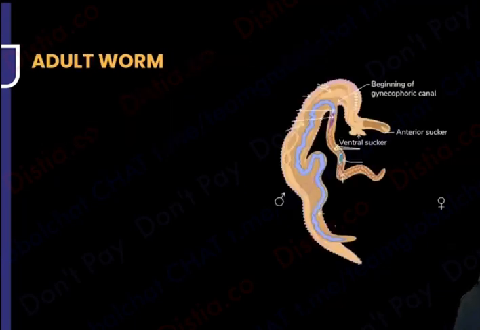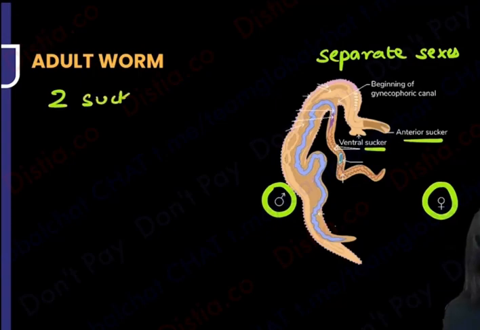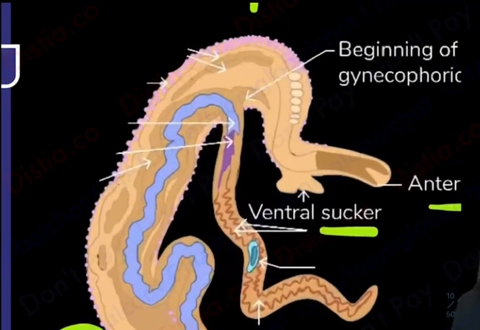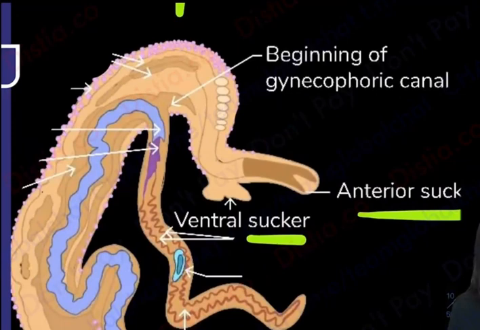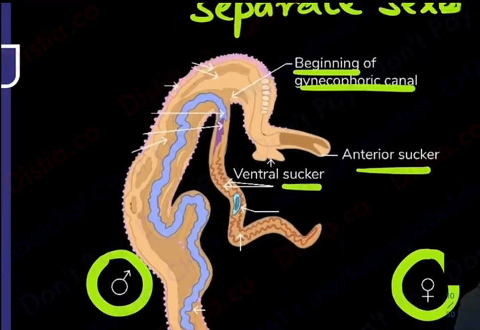So look at this. This is the adult worm. How are you so sure that this is Schistosoma's adult worm? Because you can see a separate male and a separate female, and if you're seeing separate sexes, it has to be a Schistosoma only. What do I see? I can see 2 suckers over here. So yes, there are 2 suckers, and just behind the sucker, can you see there is a canal, the gynecophoric canal, that is beginning.